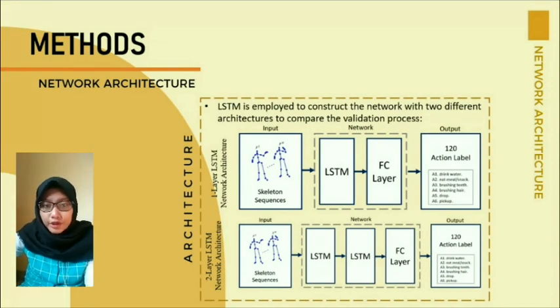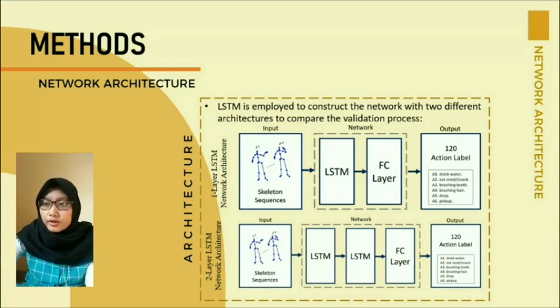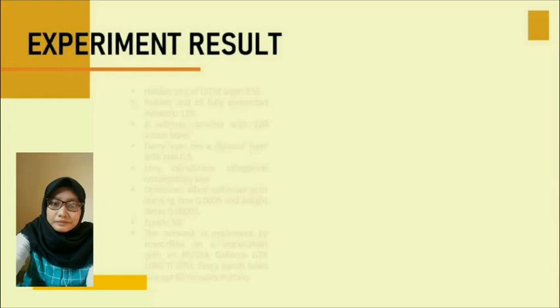Next, we're going to take a look at the network architecture. As I said earlier, we use the long short-term memory architecture to construct the model. LSTM is employed to construct the network with two different architectures for comparison in the validation process. We have two LSTM models. The first one uses only one layer, followed by a fully connected layer, and the second one is a two-layer LSTM followed by a fully connected layer.